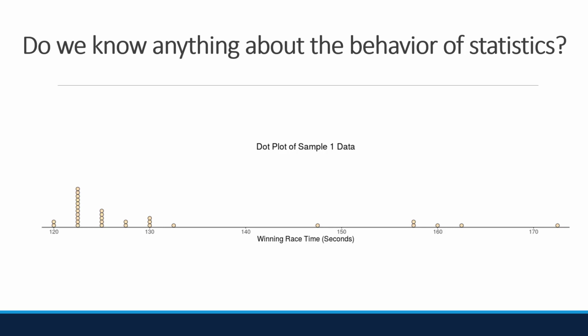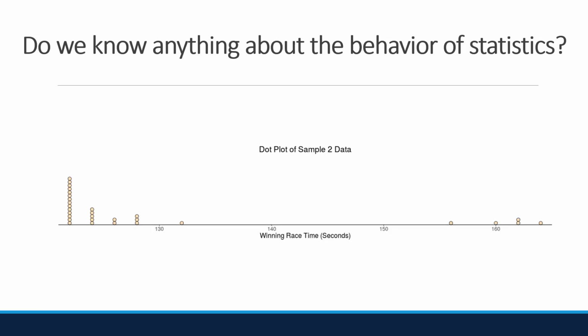Next, we will take a second random sample of 30 race times and look at a plot of the data from the second sample. The mean winning time is x bar equal to 130.38 seconds with a standard deviation of s equal to 14.41 seconds. Again, the distribution of the sample data is right-skewed and the overall shape is similar to the population distribution.